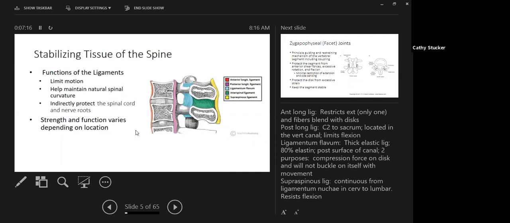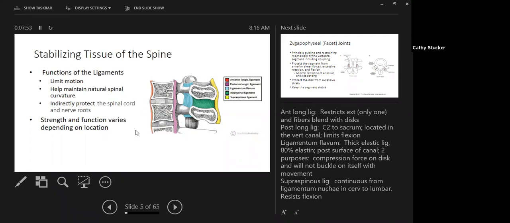The posterior longitudinal ligament is the purple one here. It comes right behind the vertebral bodies. It has a primary function of keeping the disc in its place. It gives support to the posterior aspect of the disc, which is the area that most likely weakens when you have a disc herniation. It has some fibers that actually integrate with the discs. So it's a big support for the disc.